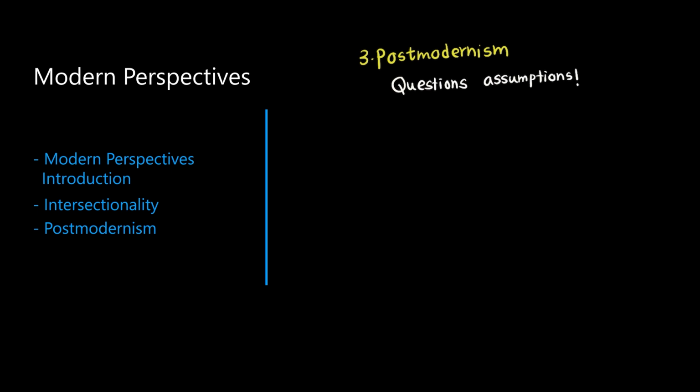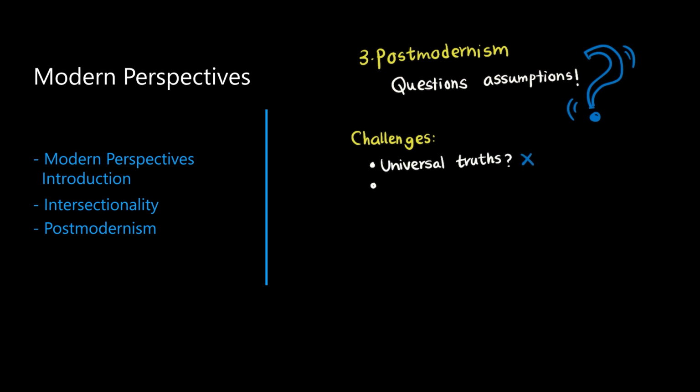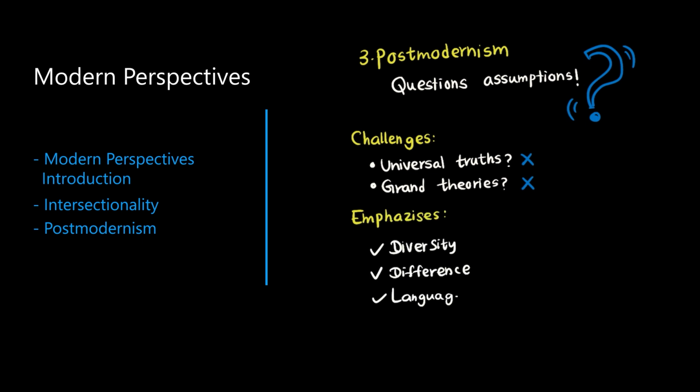Postmodernism questions many of the assumptions of earlier sociological perspectives. It challenges the idea that there are universal truths or grand theories that can explain all of society. Postmodernists emphasize diversity, difference, and the role of language and culture in shaping what we think of as reality. While this perspective can seem abstract, it's pushed sociology to be more critical of its own assumptions and more attentive to voices that have been marginalized.